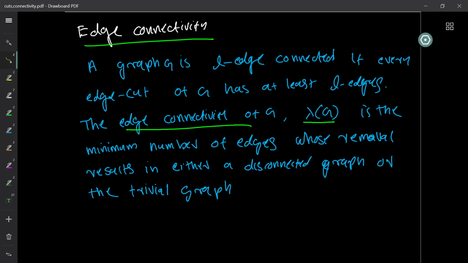Now, formally, a graph has at least L edges. So what is the edge cut? The set of edges which disconnects the graph, right? Now, the graph is L edge connected if you have to remove at least L edges to disconnect the graph. And the edge connectivity is the minimum number of edges whose removal results in either a disconnected graph or the trivial graph. So this is the definition of edge connectivity. And in fact, the last part is required only if you are looking at graphs which are not connected. But anyway, that doesn't matter to us.